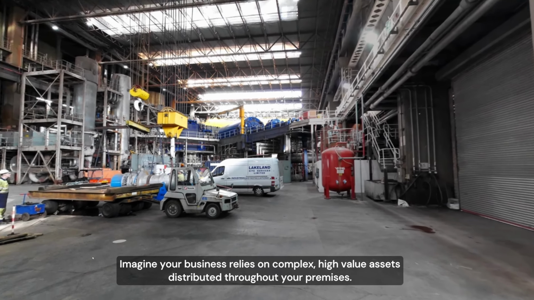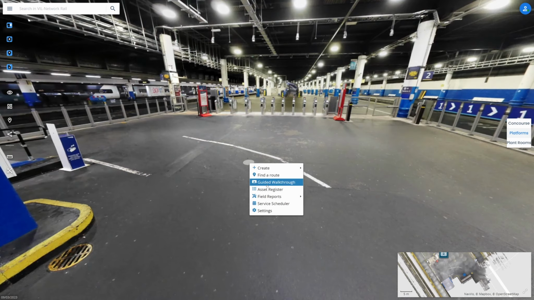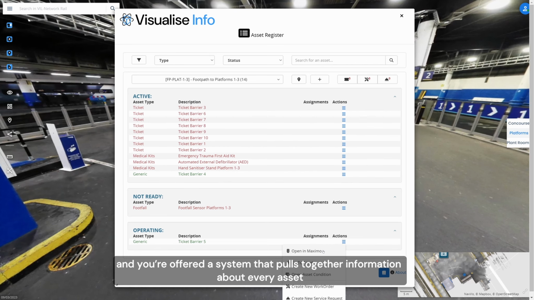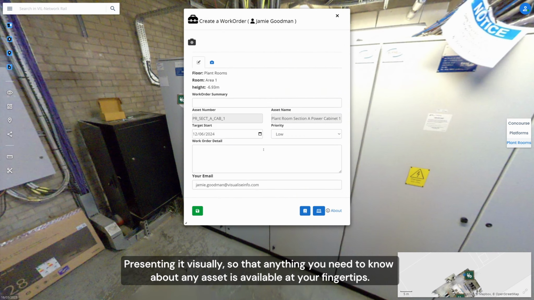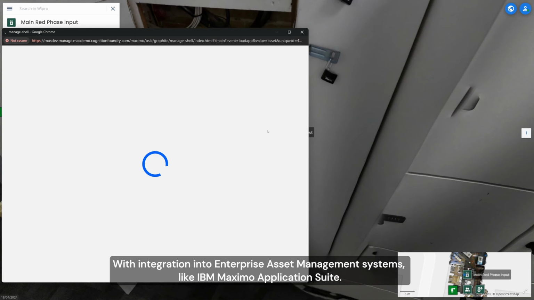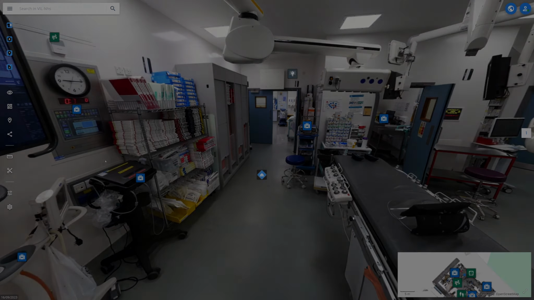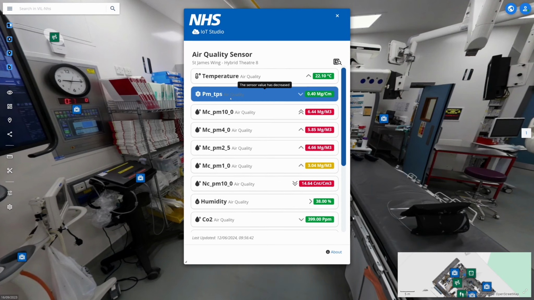Imagine your business relies on complex, high-value assets distributed throughout your premises, and you're offered a system that pulls together information about every asset, presenting it visually so that anything you need to know about any asset is available at your fingertips, with integration into enterprise asset management systems like IBM Maximo Application Suite. That's Visualise Info, complex data at a glance.